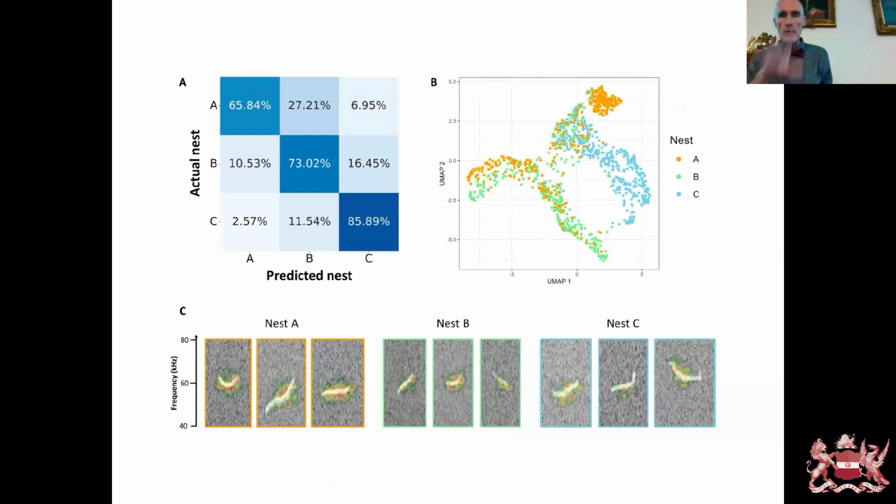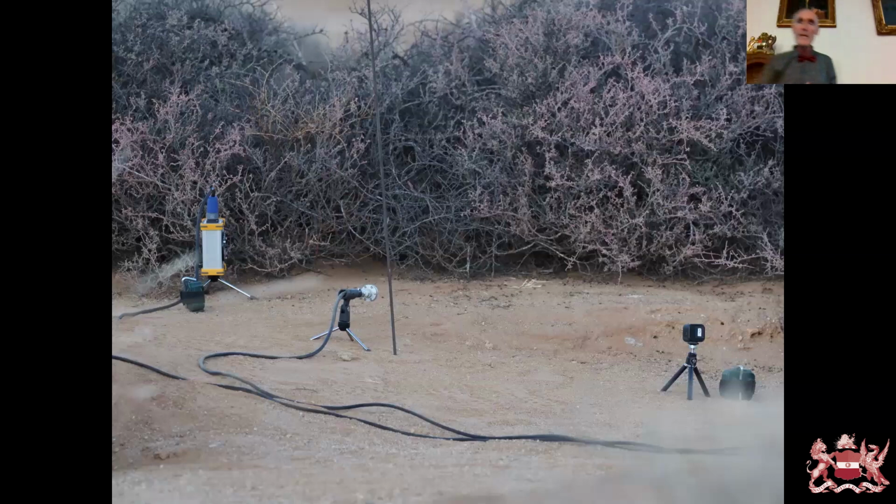The first thing that we did, I won't go into details, we checked that there is some information about the identity of those mice. And of course there is. The calls that come from one nest are different from the calls that come from another nest. And then we did a playback experiment to test that they use those signatures.